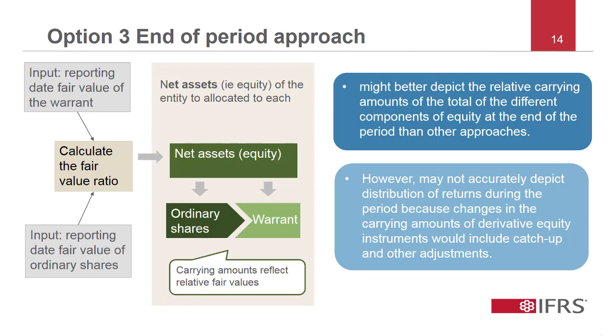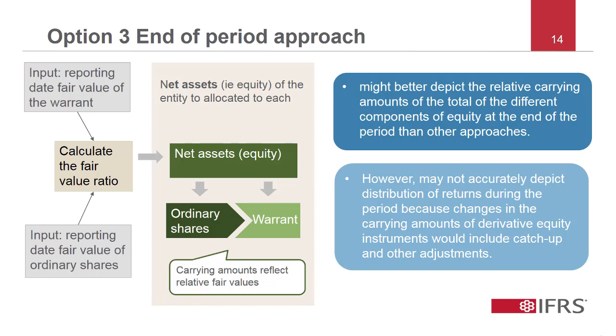Now, the third option, that is end of period approach. The rationale of the end of period approach is to reallocate the amount of net asset, which is total carrying amount of equity, among the various derivative equity instruments and ordinary shares so as to reflect their relative fair values at the reporting date. Accordingly, the end of period approach might better depict the relative carrying amounts of different components of equity at the reporting date than would the other approaches.